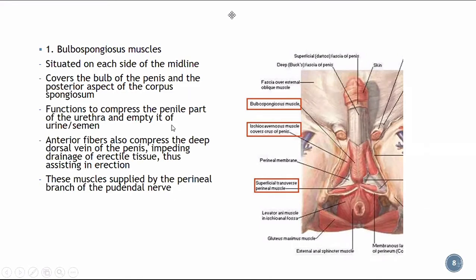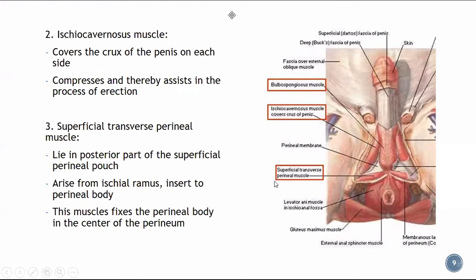Now, these three muscles are supplied by it: the bulbospongiosus, the ischiocavernosus, and the superficial transverse. Next muscle, we talk about the ischiocavernosus muscle, which covers the crus of the penis on its side. This is the ischiocavernosus muscle. It also compresses and thereby also assists in the process of erection.